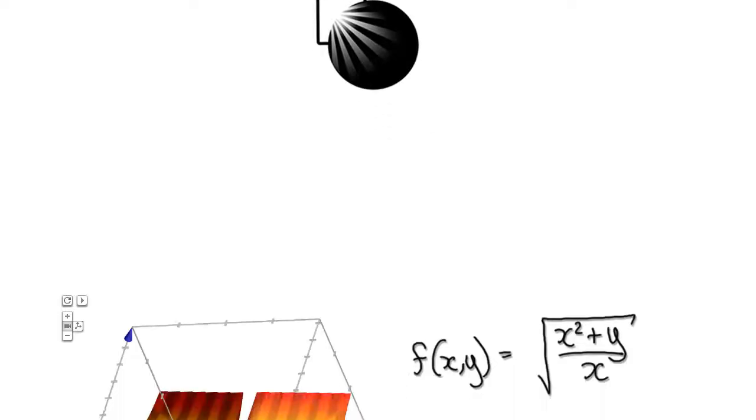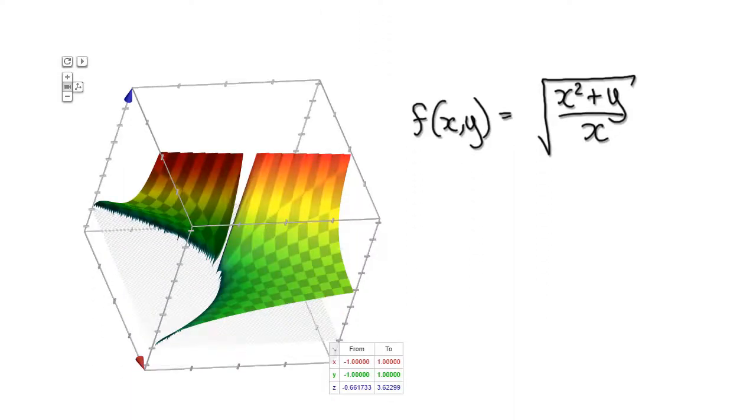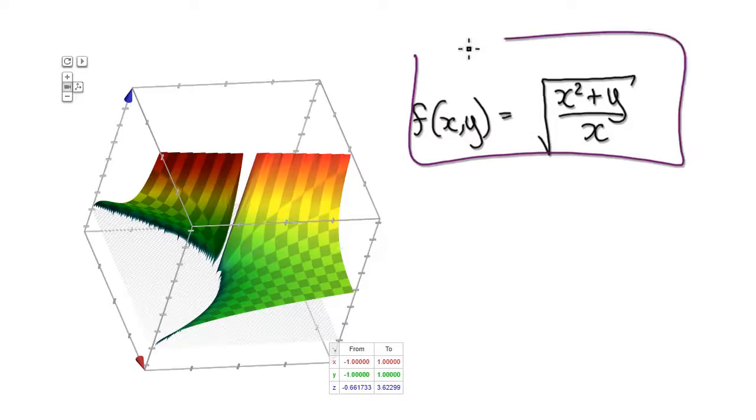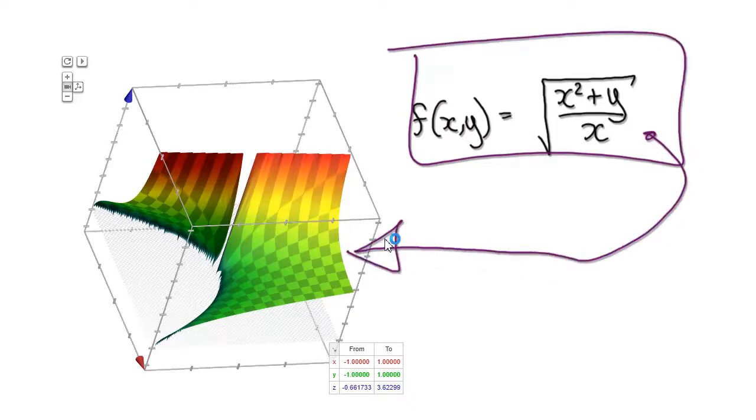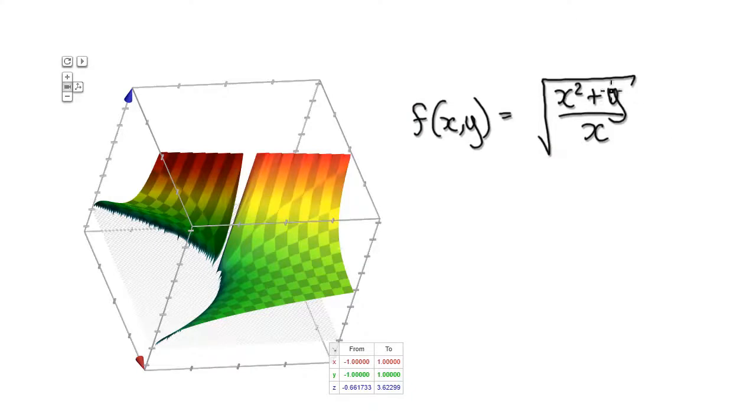In this video, we're going to try and find the domain for this multivariable function. If you punch this into a graphical plotter, it will give you this surface. When you're trying to find the domain for this function, try to find out when this whole thing will break down. Well, it will break down when x equals 0.